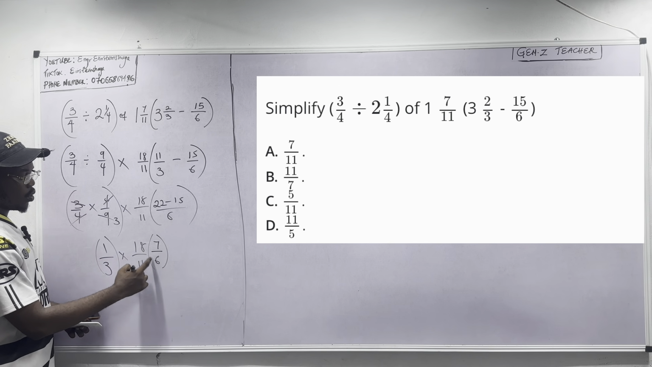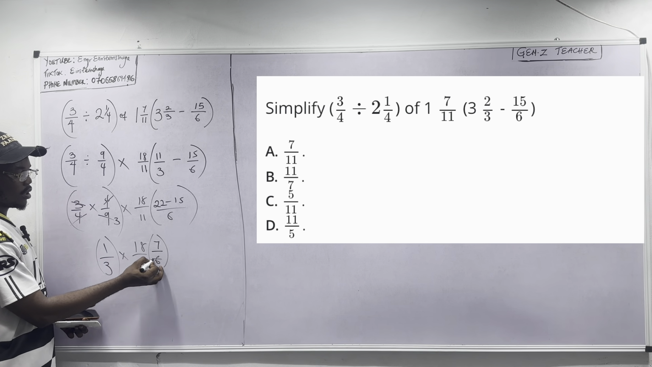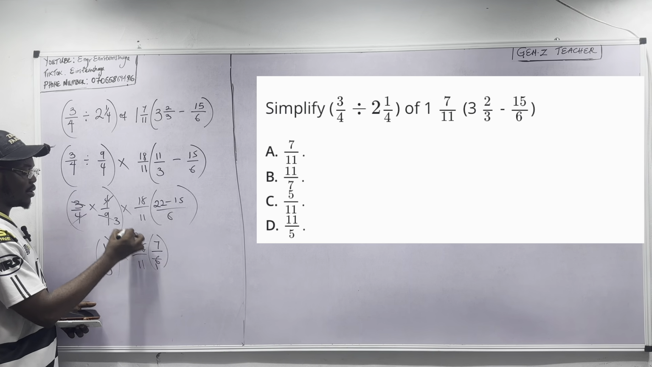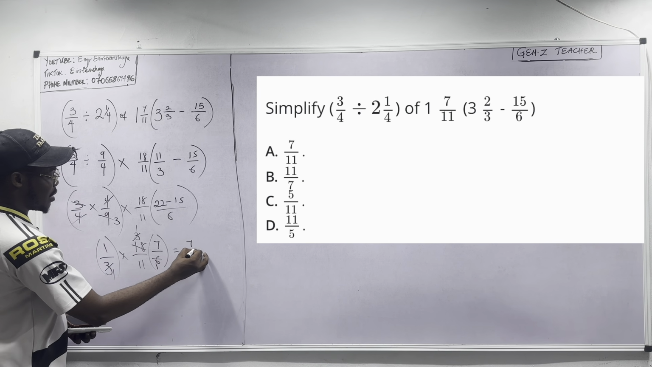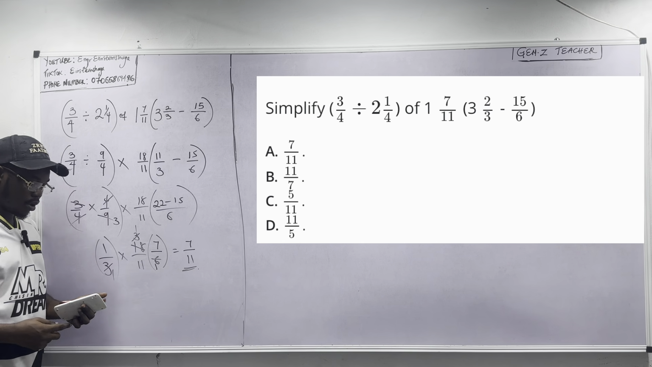Okay, and then here again we can do some multiplication. 6 into 6 is 1, 6 into 18 is 3, and again 3 here is 1, 3 here is 1. So we're left with what? 7 over 11 as our answer.